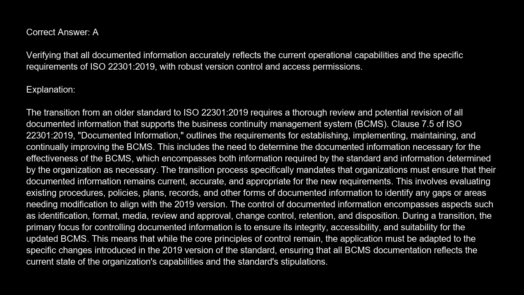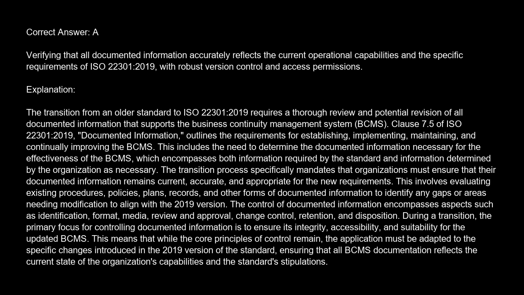The correct answer is A. Verifying that all documented information accurately reflects the current operational capabilities and the specific requirements of ISO 22301-2019 with robust version control and access permissions. Explanation: the transition from an older standard to ISO 22301-2019 requires a thorough review and potential revision of all documented information that supports the Business Continuity Management System, BCMS.